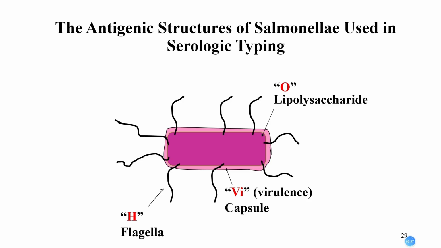And Salmonella can produce the capsule, and here we don't call it K antigen, but we call it the Vi antigen. Vi here stands for virulence. So this capsule antigen is related to its virulence. We call it Vi antigen. It's similar to the K antigen for other bacteria, okay? So that's the major Salmonella antigens.